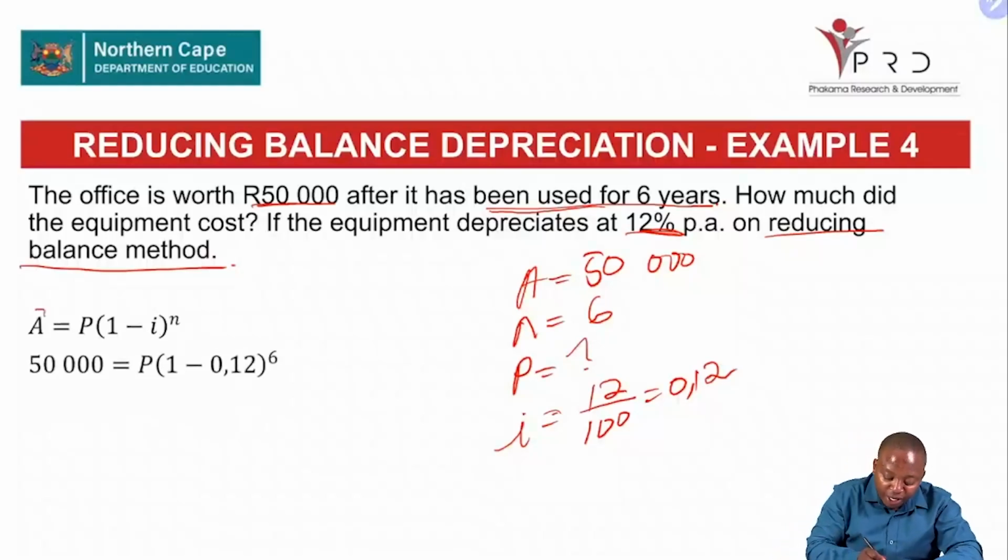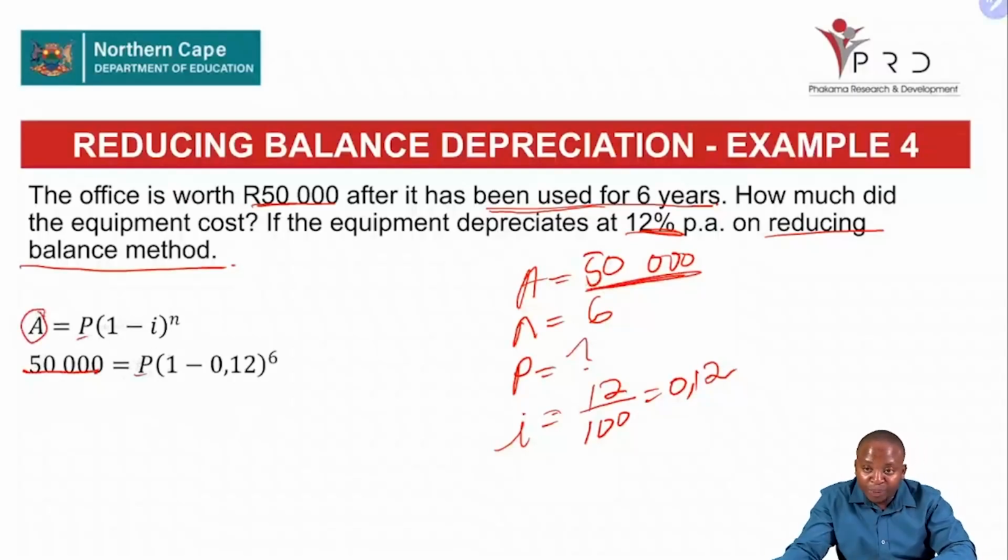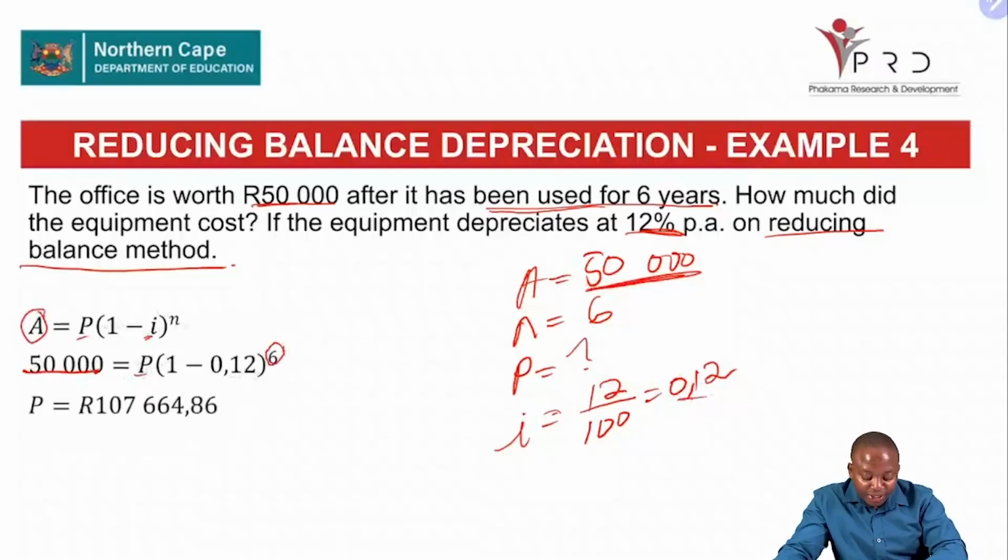We substitute into the formula. In the space of A, we are given A as 50,000, so we put 50,000 where A is. In the space of P, we remain with P as the unknown, as we are looking for the value of P, into (1 minus our I, which is 0.12, as we've calculated) all raised to the power N. In the space of N, we put 6 years. Then how much is the P?